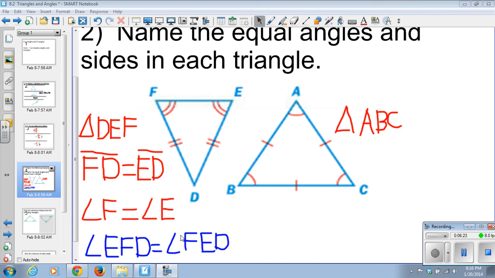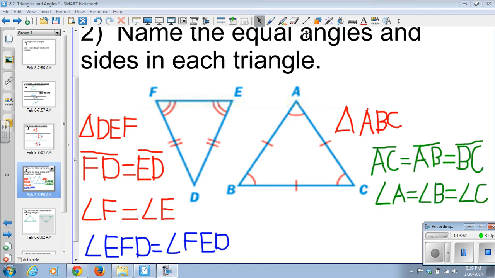Therefore, angle E, we could call FED or DEF. Again, as long as E is right in the middle. So if you want to pause the video now, you can, and identify the equal sides and angles in triangle ABC. I'm going to pause my end here and write up what is equal.